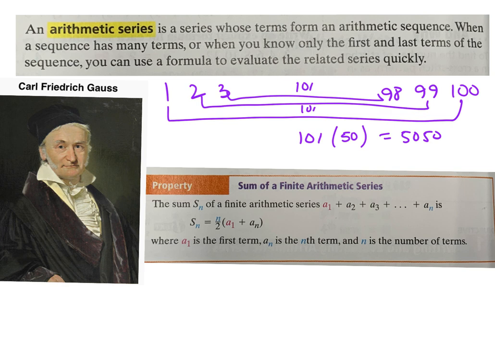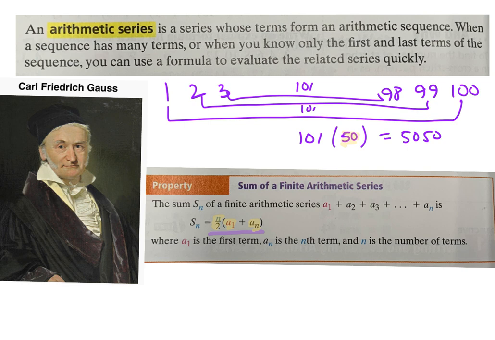The terms here, in this case 1 to 100, 100 being the number of terms he has, 100 over 2. That's why he multiplied by 50. And then the first term added to the last term here, 1 plus 100. So 101 times 100 over 2, 50. And that's how we added up 1 to 100 so very quickly. And he's credited with this particular series.